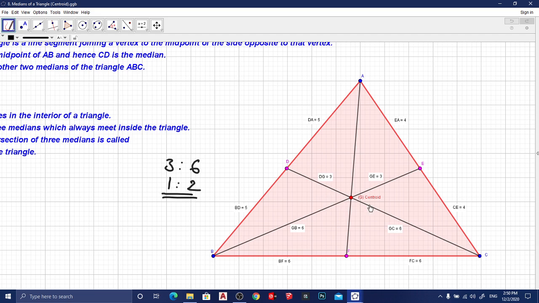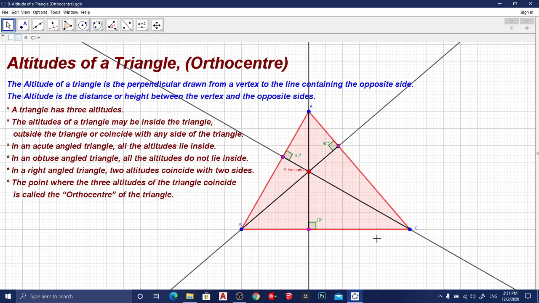And the centroid is indicated by the letter G, which is nothing but the center of gravity of the triangle. This is the information about all the medians, what the intersecting point of the medians is, and how the intersecting point divides the medians into a 1:2 ratio. We will explain up to now. Now we are going to another concept, altitudes of a triangle.